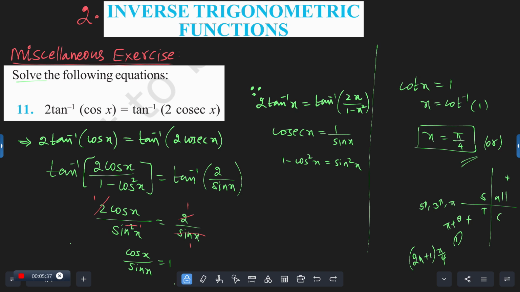Not an issue. What is the book's answer? Check once again. Have they given pi by 4? No, they will surely give. This is solve. 2n plus 1, what do they give? That's it. Question number 11 we are doing. That n pi, okay, this also we can give.